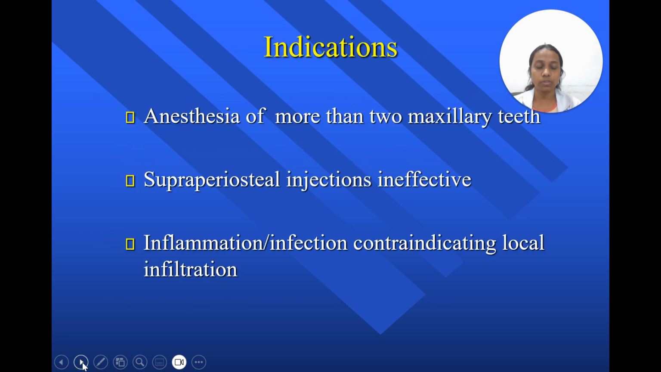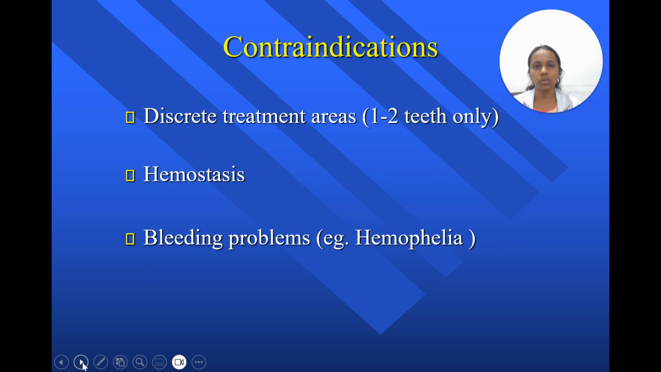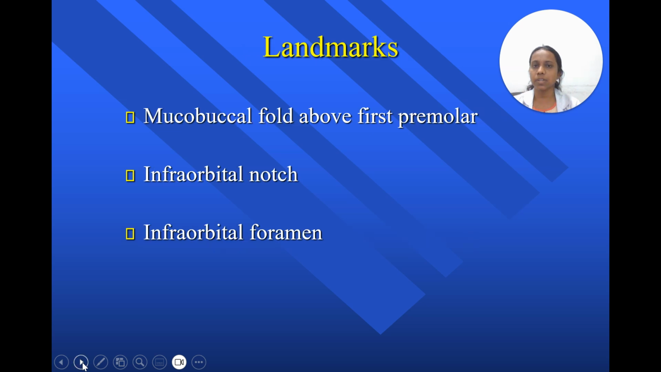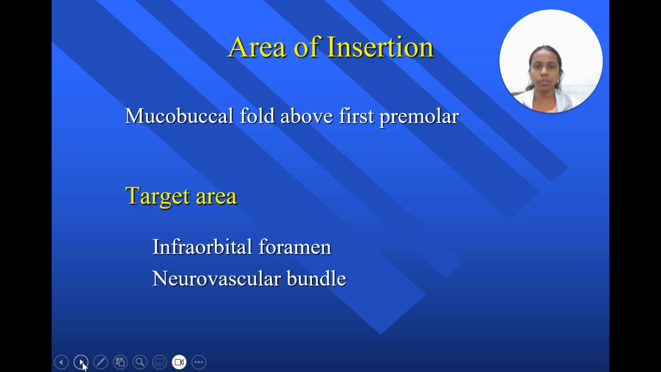Indications of the infraorbital nerve block are anesthesia of more than 2 maxillary teeth, a supraperiosteal injection that became ineffective, or inflammation or infection contraindicating the local infiltration. Contraindications are a single tooth procedure, hemostasis if it is required, or patients with a bleeding problem or on antiplatelet drugs. Landmarks are the mucobuccal fold above the first premolar, infraorbital notch, and infraorbital foramen.